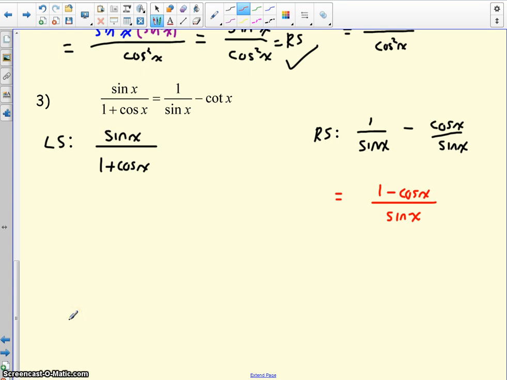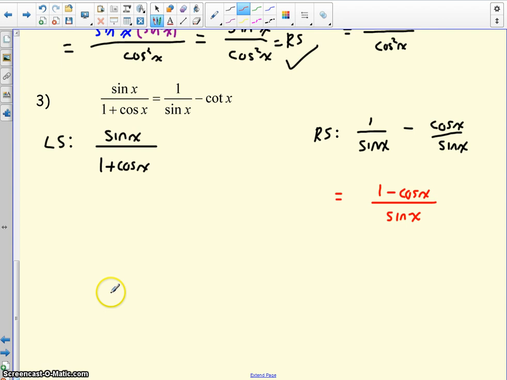Okay, so at this point you might be thinking, what can I do now to try and get these to look close to each other? They look sort of similar, but they're obviously not the same. So one thing you'll notice is that I need a sine x in the denominator, and I don't have it here. Right now there's nothing you can do with this, because it's 1 plus cos x. If it was cos squared, you could replace it with 1 minus sine squared, but that's not the case here.